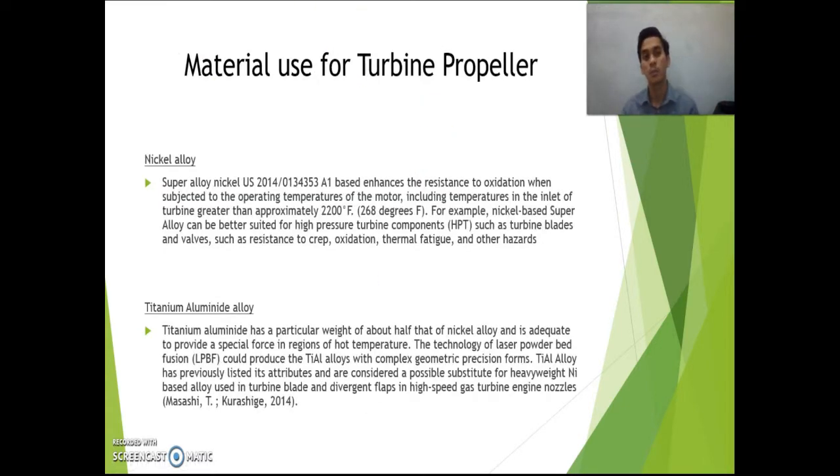Material used for turbine propeller. First is the previous one, nickel alloy. Super-alloy nickel is found to be resistant to oxidation when subjected to the operating temperature of the motor, including temperatures at the inlet of the turbine greater than approximately 2200 Fahrenheit.